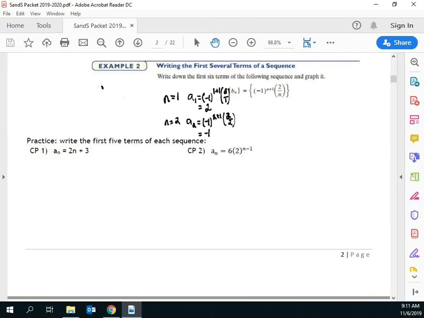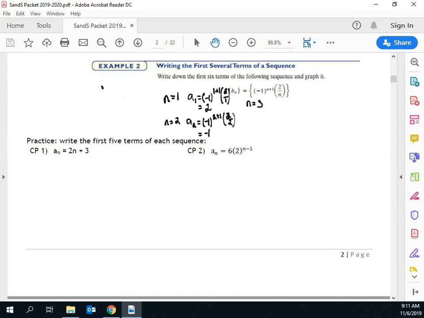Let's move on to... Is it positive or negative 1? It's negative. Negative 1 is always going to be raised to a power. This one is 2 divided by 2, and it's multiplied times negative 1 raised to the third power. Anytime negative 1 is raised to an odd power, it's negative. Anytime it's raised to an even power, it's positive.